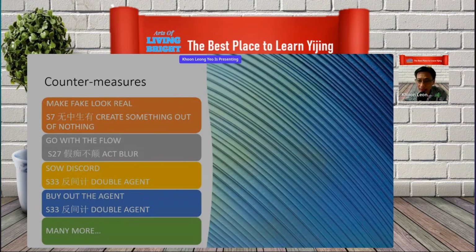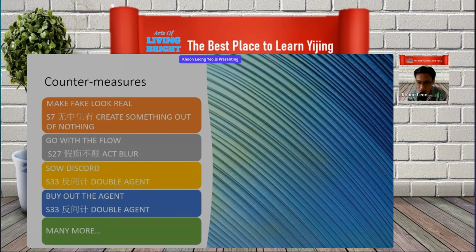You know that you have a spy in your camp, and you may want to create a fake news, and then let the spy go and bring it back to their own camp, to the enemy's camp. So it's 无中生有, so make fake look real.